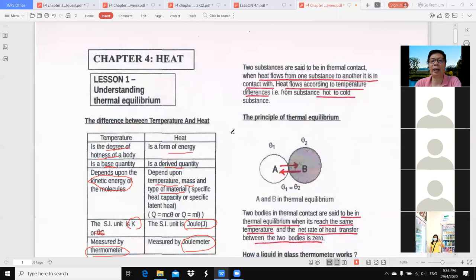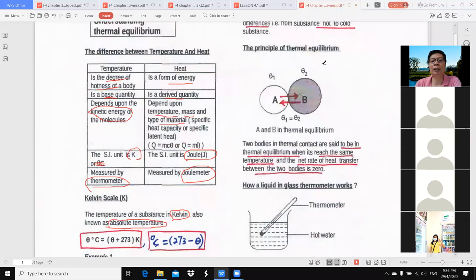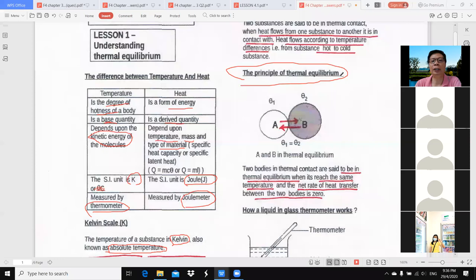Okay, now the principle of thermal equilibrium. Now you learn another term, thermal equilibrium. What is thermal equilibrium? Okay, you see these two objects, A, B, right? When they are in thermal contact, heat will transfer from A to B. At the same time, heat also will transfer from B to A, right? So both sides have heat transfer, you know. But at first, their temperatures are different. But finally, when heat transfers back and forth, both of them will become the same temperature. When they become the same temperature, we say they reach thermal equilibrium.